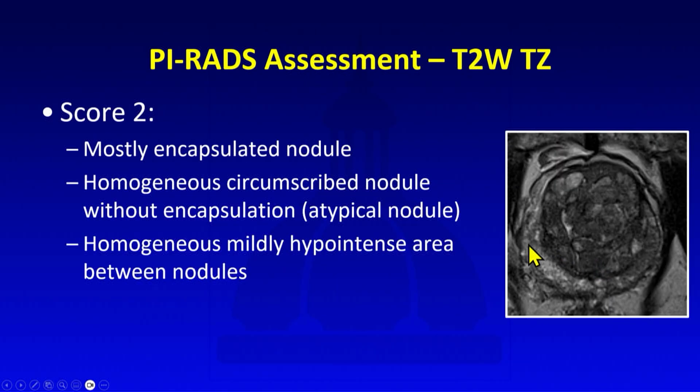And then we like to joke about the ugly duckling sign when it comes to the transition zone. Because if you're trying to painstakingly look at the margins for every single nodule, you're never going to get through a case. It's more like a gestalt: do I have a nodule that is behaving differently from the rest of its friends? So that's usually the criteria that I use. So score 2 nodules are mostly encapsulated, homogeneous, circumscribed nodules. It can be a homogeneous, mildly hypointense area between the nodules.